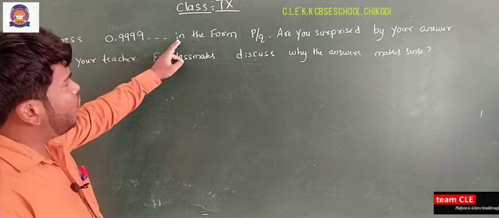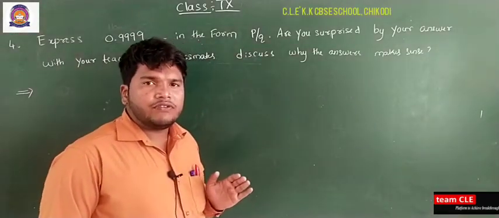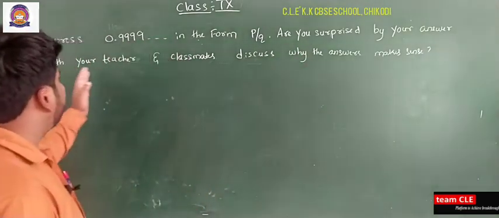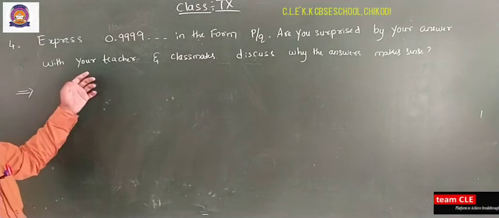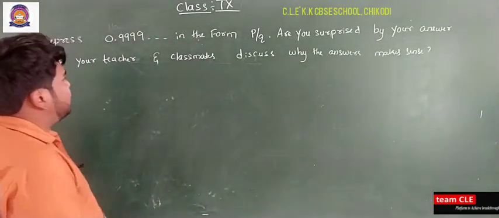0.999 and so on in the form of p by q. In the form of p by q means you already know it is a rational number. Are you surprised by your answer with your teacher and classmates? So discuss why the answers make sense.